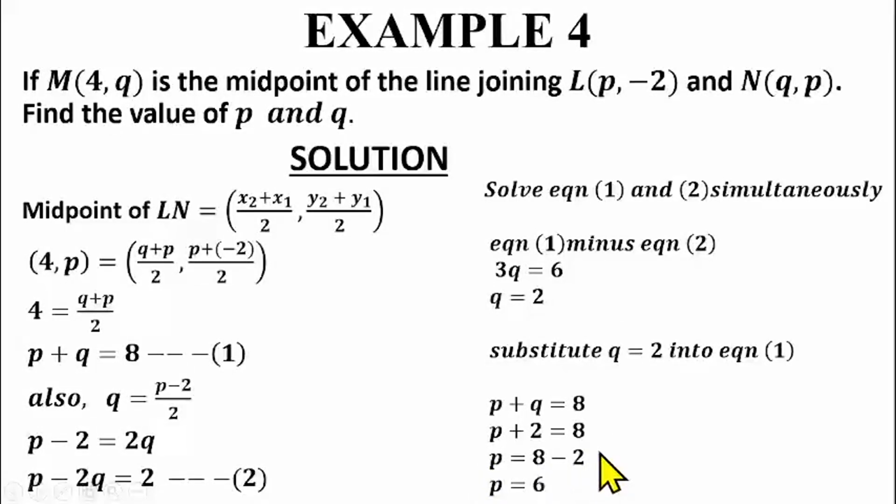P will be equal to 6. So in this case, the value of P is 6 and the value of Q is 2. So we have used the principle of midpoint to find the value of P and Q in this question.